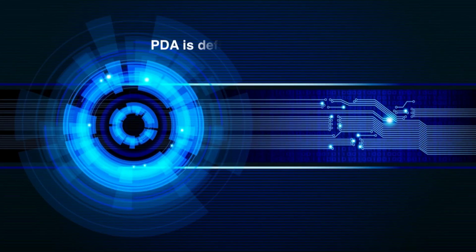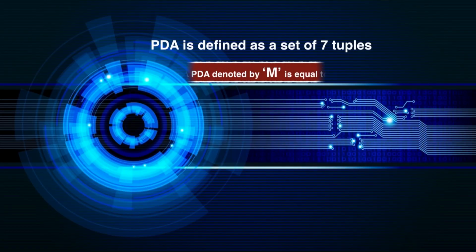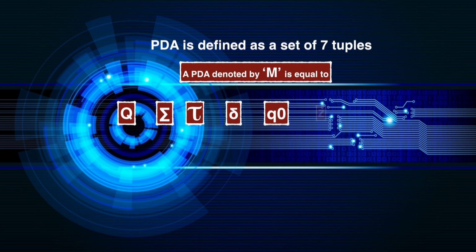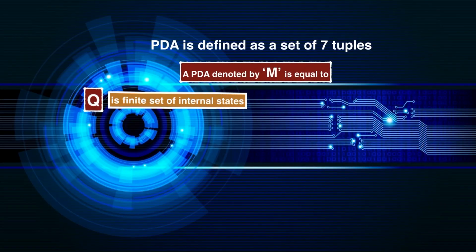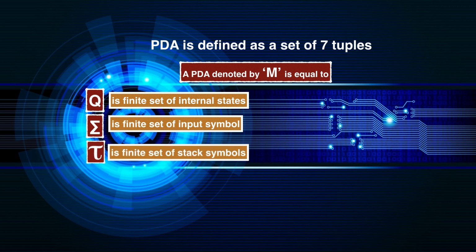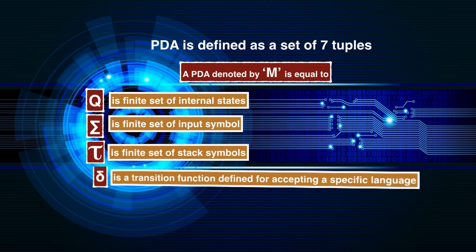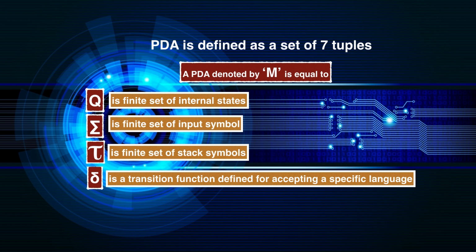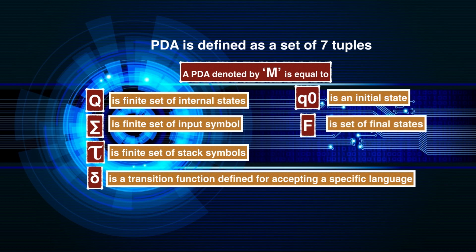The formal definition of PDA is a set of 7 tuples, that is, a PDA denoted by M is equal to (Q, sigma, tau, delta, Q0, Z0, F), where Q is a finite set of internal states of a PDA, sigma is a finite set of input symbols on which PDA is designed, tau is a set of stack symbols, delta is a transition function defined for accepting a specified language, Q0 is an initial state of a PDA, F is a set of final states or accepting states. An empty stack is indicated with Z0.